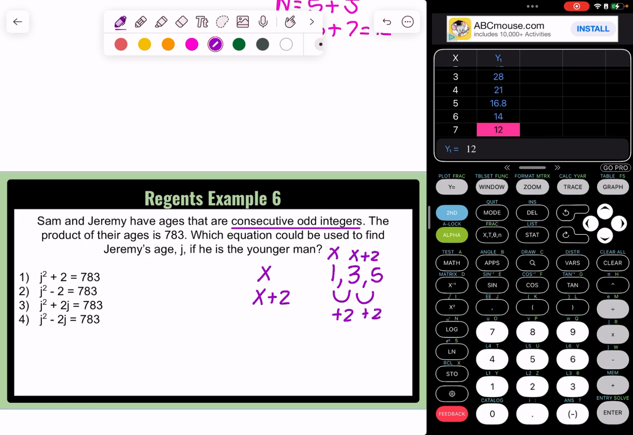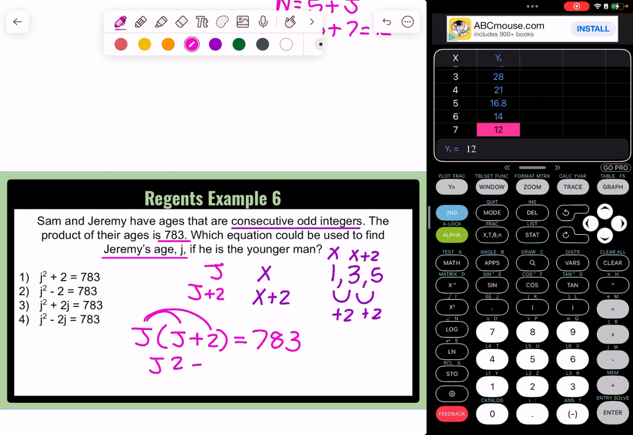They're telling us that the product of their ages is 783. Which equation can be used to find Jeremy's age J if he was the younger man? So the younger man is J, and the next man is J plus 2. And it says the product, so we have to multiply these two things together, equals 783. So J times J is J squared, and J times 2 is 2J, equals 783. And that is answer choice 3.